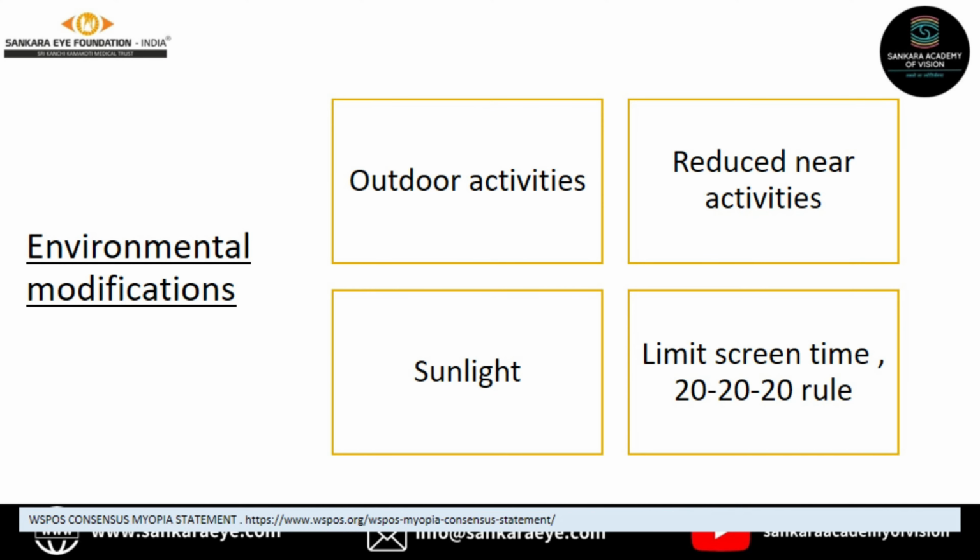So what we are going to do, we are in slide 22. What we are going to do is environmental modifications, which could be in terms of outdoor activity, reduced near activity, sunlight exposure, or limiting the screen time. So what next? How does outdoor activity work?